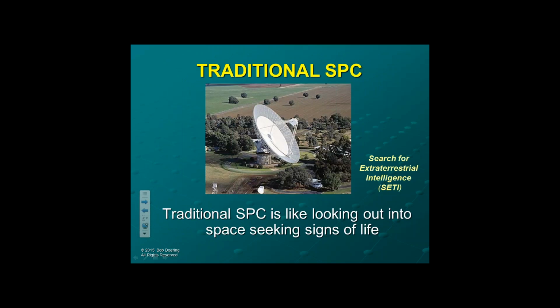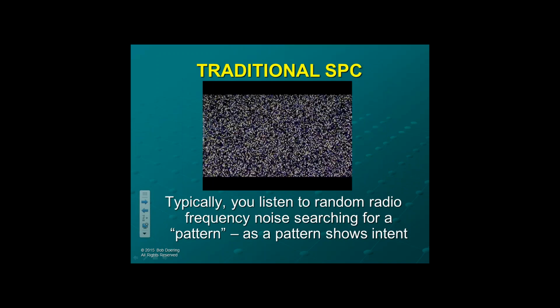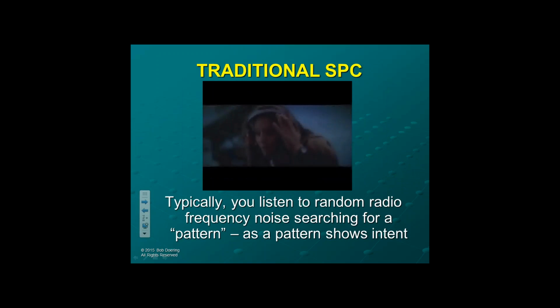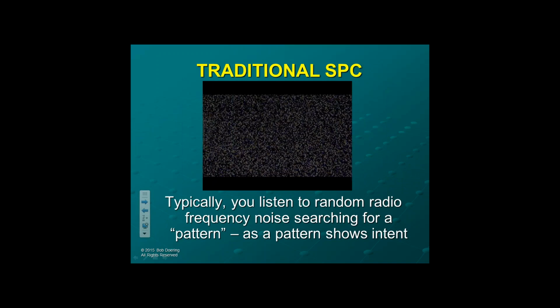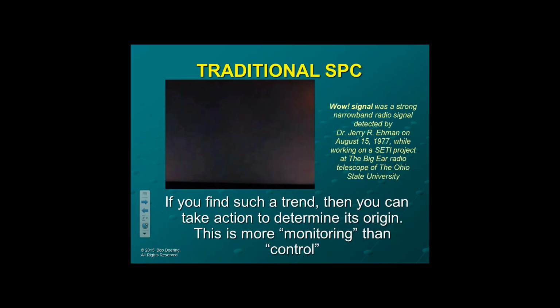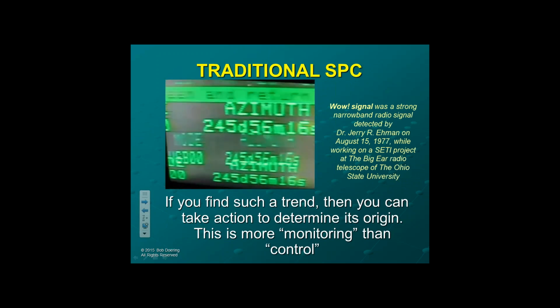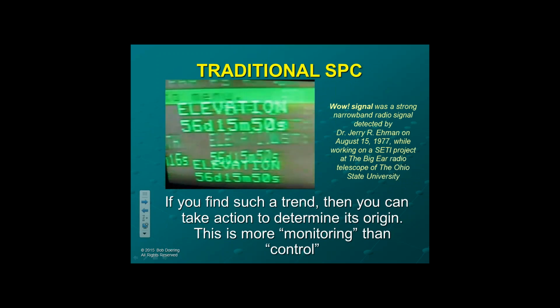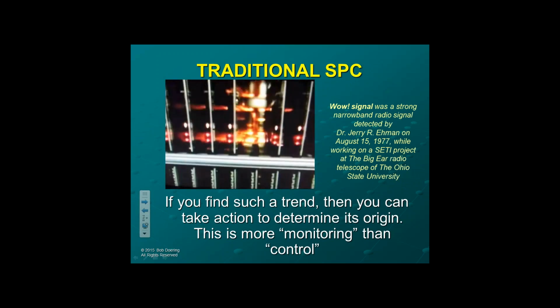Let's take a look at this as an example of the type of data we would expect to see. It's kind of like looking out into space looking for signs of life. What we generally see is noise, random. But if we can find a pattern that shows intent, something that we don't expect to see, if we find such a trend, then we can take action to determine its origin. This is really more monitoring than control, but that's exactly what we're doing with traditional Shewhart charts.